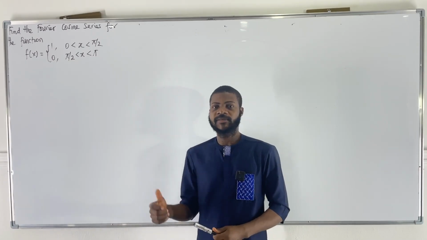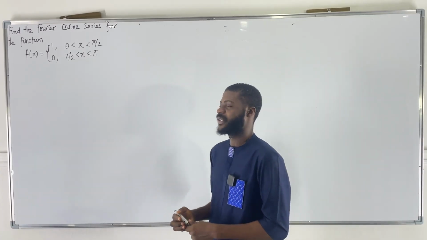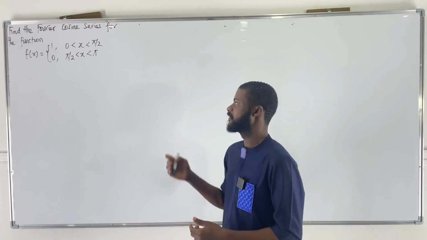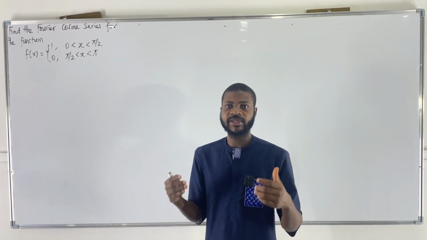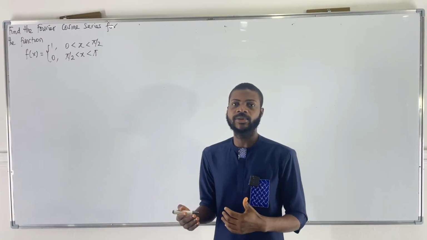Welcome guys. In this video, we're going to be solving this very problem. It says we should find the Fourier cosine series of the function. That's a function defined in its half range, 0 to pi. So it's a half range. So we're going to do this.